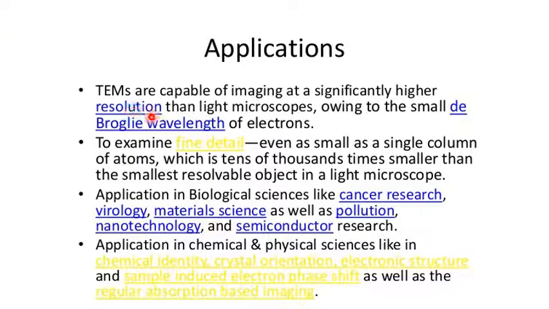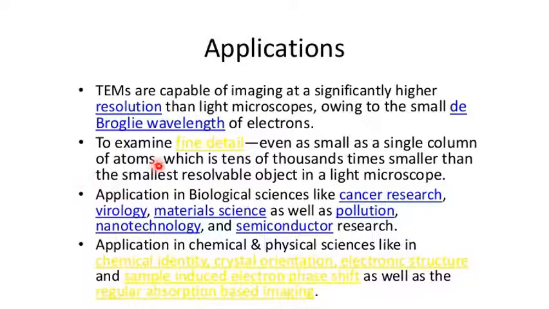specimen. Here, the application: TEMs are capable of imaging at a significantly higher resolution than light microscopes, owing to the small de Broglie wavelength of electrons. Because the electrons have a very small wavelength, the microscope resolution will be very high. The wavelength of an electron is very small compared to the wavelength of photons.